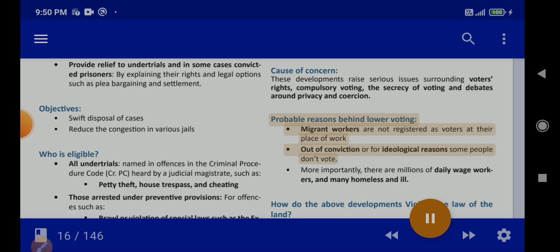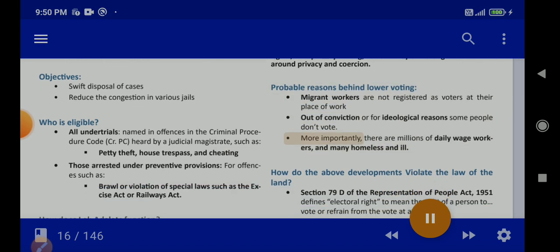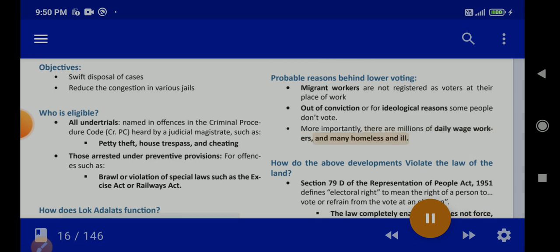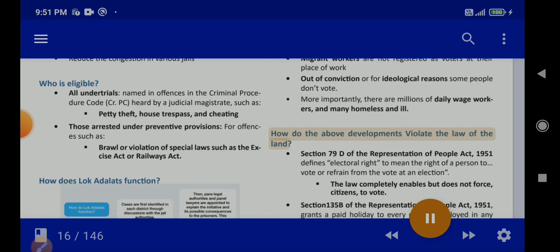Probable reasons behind lower voting. Migrant workers are not registered as voters at their place of work. Some people don't vote out of conviction or for ideological reasons. More importantly, there are millions of daily wage workers, and many homeless and ill. How do the above developments violate the law of the land?